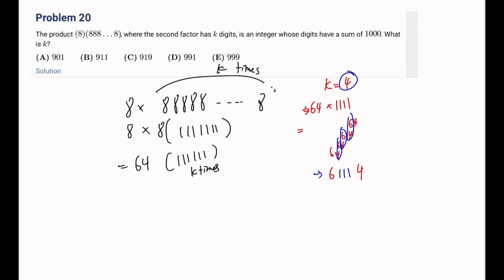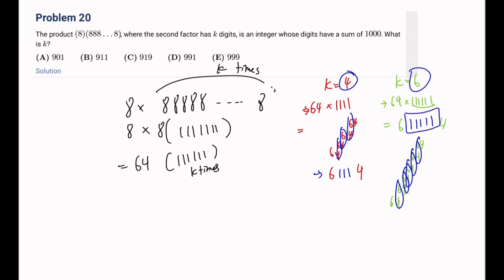And if you want to check, you can also try it with k equals 6. It also works. So this is 64 times 1, 1, 1, 1, 1, 1, and so this is 64, 64, 64, 64, 64, 64, so that gives you 5 combinations of 6 and 4, so that is also 6, 1, 1, 1, 1, 1, 4. There's 5 ones, which is 1 less than 6, and there you have it.